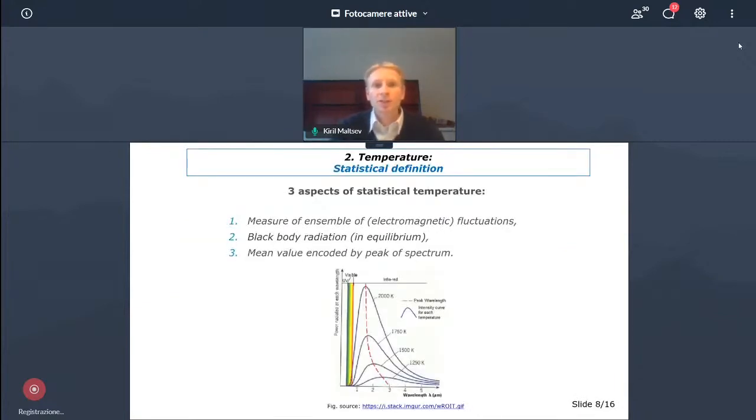Let's move on to the statistical definition of temperature. And there are three aspects entailed. First, it is a measure of an ensemble of electromagnetic fluctuations. And their properties are such that they exhibit black body radiation, at least in equilibrium. And the mean value of the statistical temperature is encoded by the peak of the spectrum of the black body radiation.